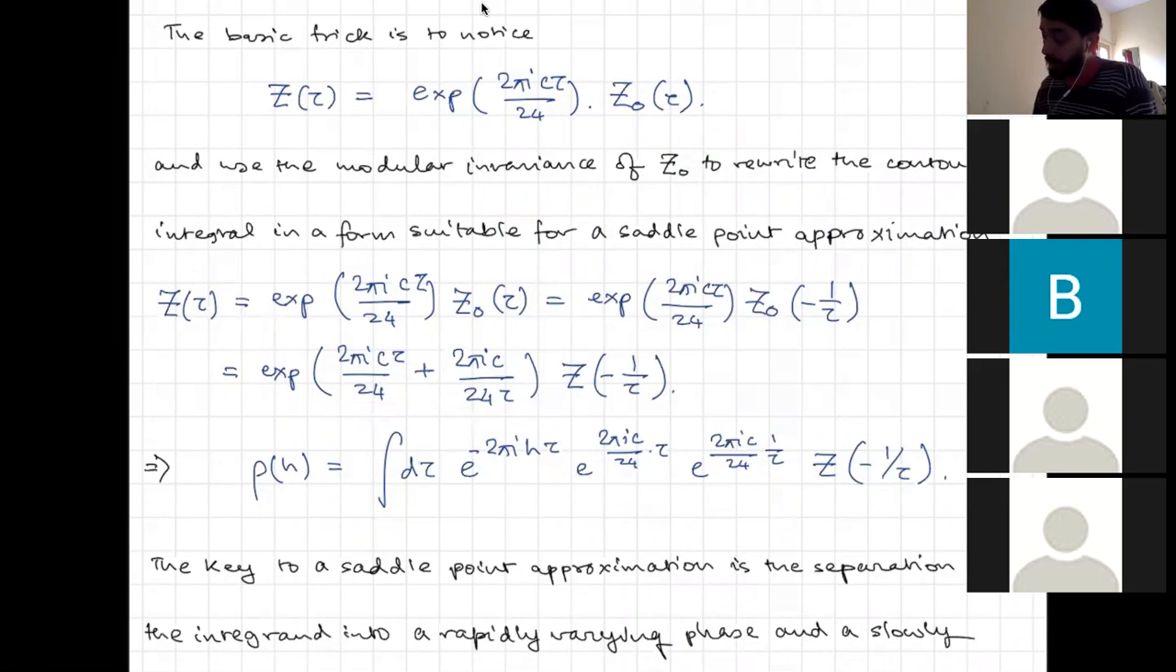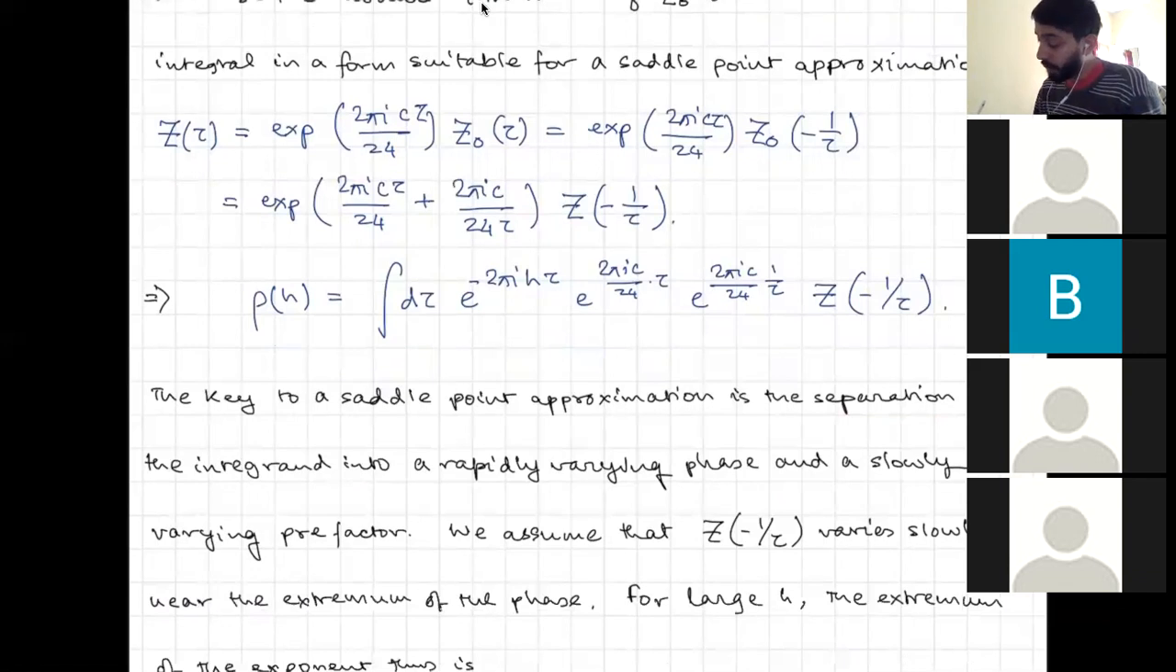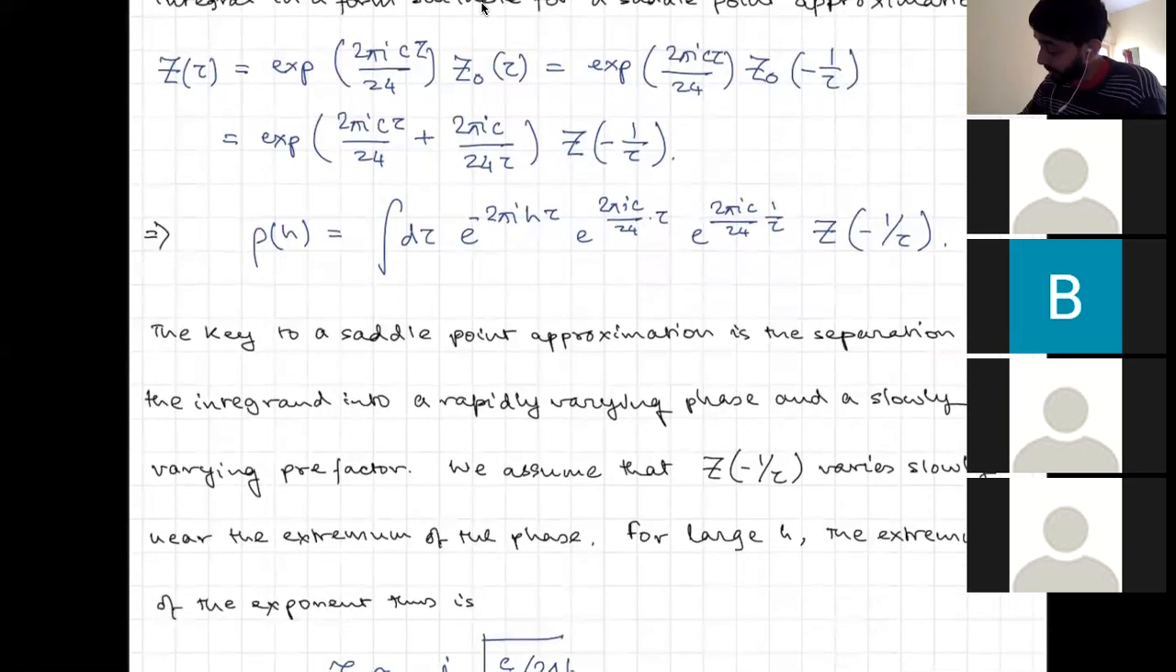So now, if you write down rho of h, rho of h becomes e to the 2 pi i h tau, there is a c tau piece, and there's a c by tau piece. So what is the key to a saddle point integration? The key to a saddle point integration is a separation of the integrand into a rapidly varying phase and a slowly varying prefactor. Now we are going to assume that 1 over tau varies slowly near the extremum of the phase. This is something that you can prove, and if I have it my way, you guys will prove it in an upcoming assignment.